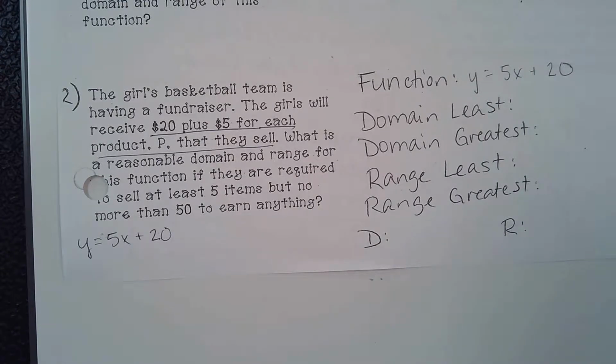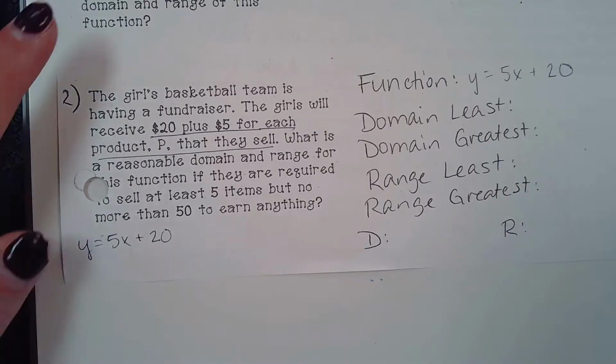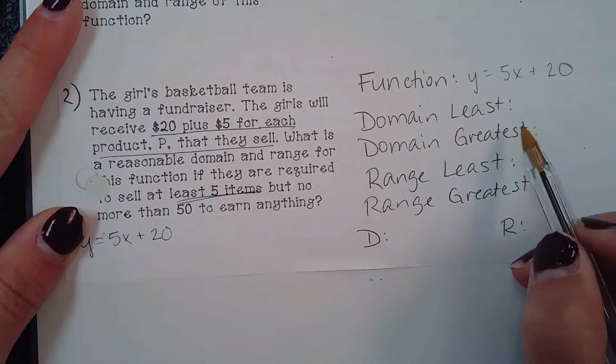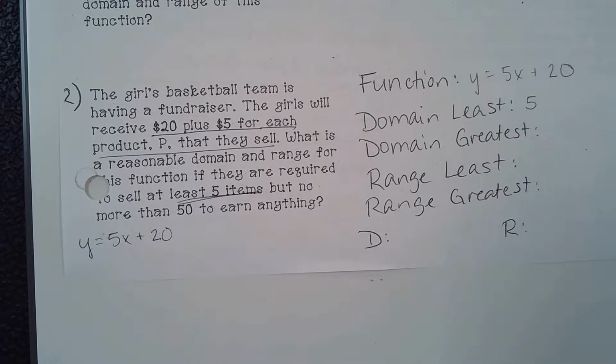So our domain is just our x's, right? In this problem, that's your number of items that you're selling, right? And then your y would be how much money you made at the end. Does that make sense? So what was the smallest number of items that they're required to sell? So your smallest value for your domain is 5. Is that okay?